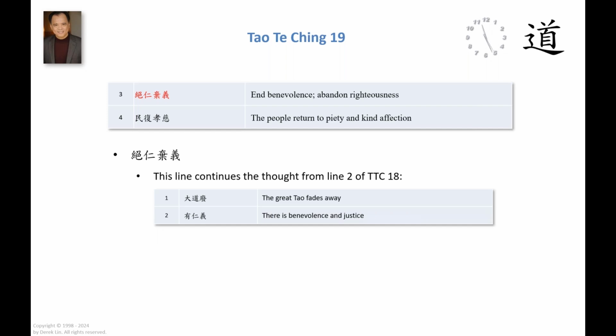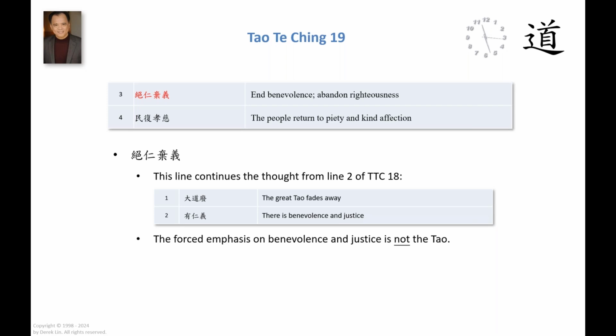In that chapter, line 2 says, there is benevolence and justice. This follows line 1 about the great Tao fading away, as we have discussed previously. So, when there is the rise of benevolence and justice, meaning the constant emphasis and reminders of that, it is only because the Tao has faded away. The forced emphasis and reminders on benevolence and justice, that would not be the Tao.